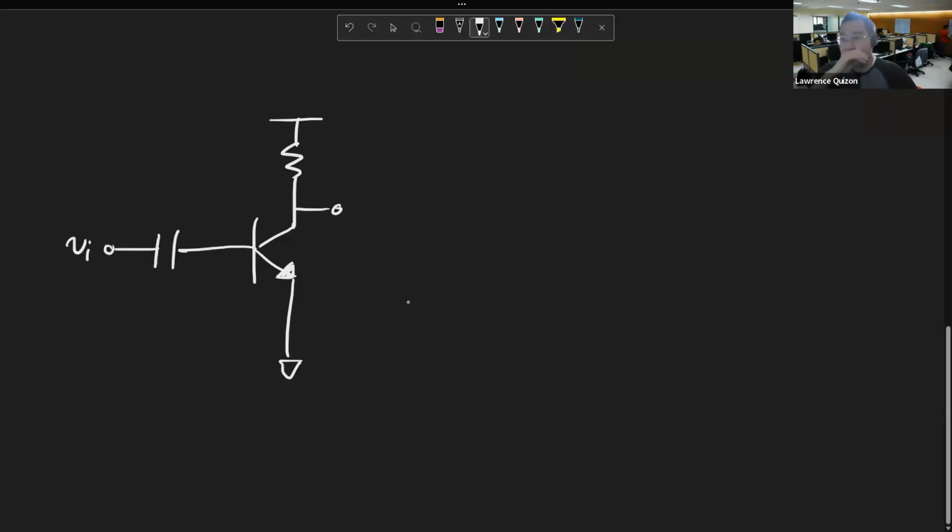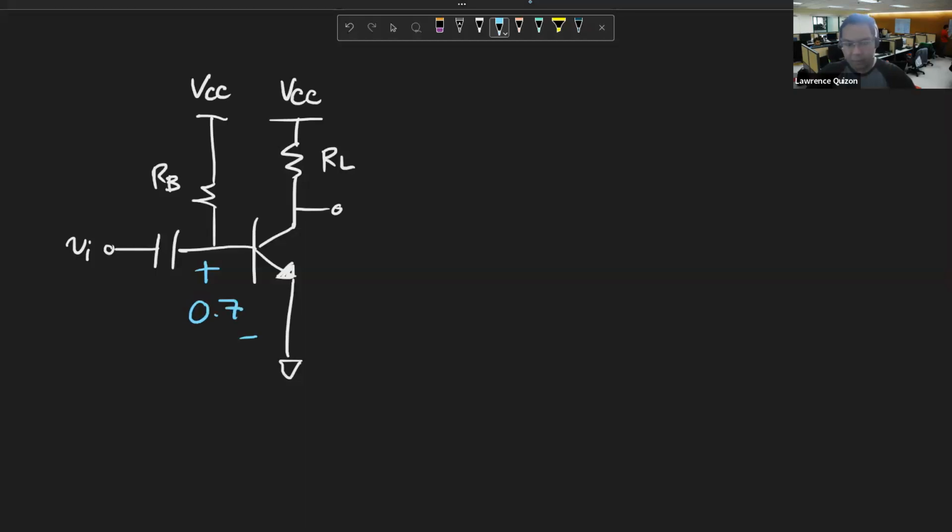Kaso, hindi ko kayang maglagay ng DC voltage sa input ko, no? So ang gagawin ko, maglalagay ako ng resistor dito. I call it RB, the load resistor to VCC. So maglalagay ako ng RB. Ngayon, the analysis goes like this. I'll walk you through it, but you guys should be able to do it by yourselves.